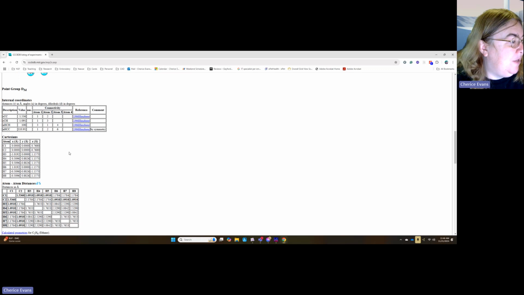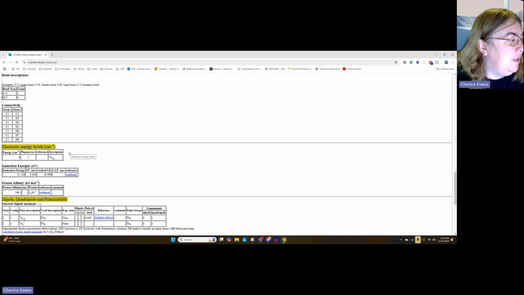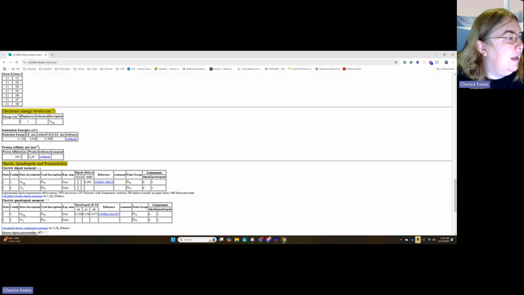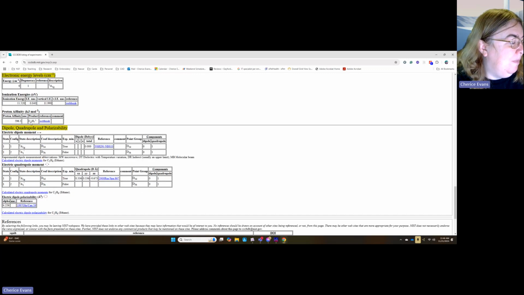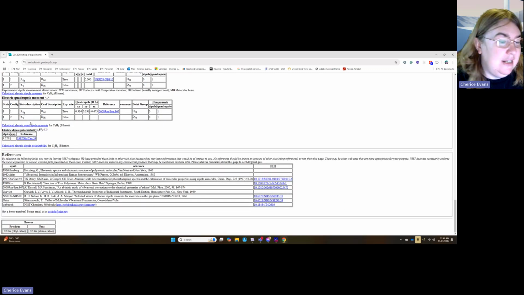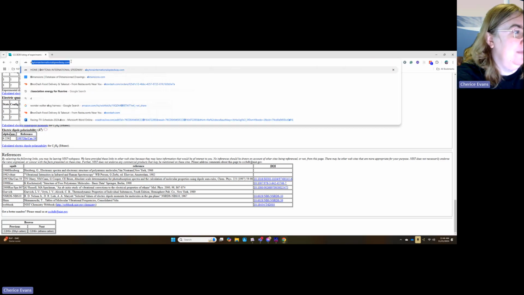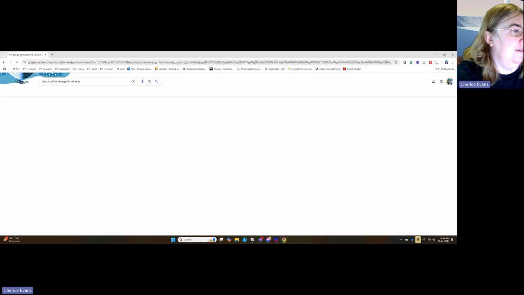Then it gives me geometric data. That would be if you were calculating bond descriptions. Sadly, the electronic energy it gives me is with the ground state at 0, which means that is not a dissociation energy. So that means now I need to go look up dissociation energy for ethane.